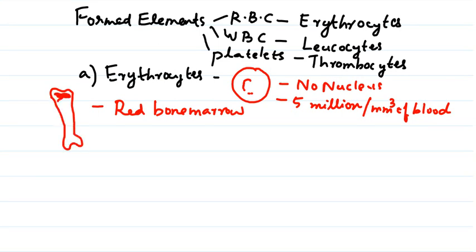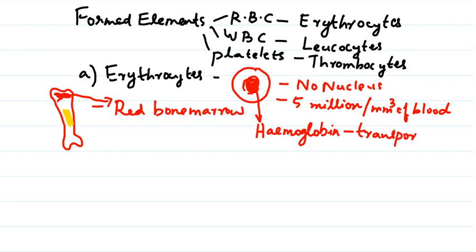There is a red part of bone marrow because there is yellow bone marrow also here. Blood cells are formed from red bone marrow. Erythrocytes are called red blood cells because of the presence of a red color pigment inside, called hemoglobin. The function of hemoglobin is to transport respiratory gases like oxygen and carbon dioxide.